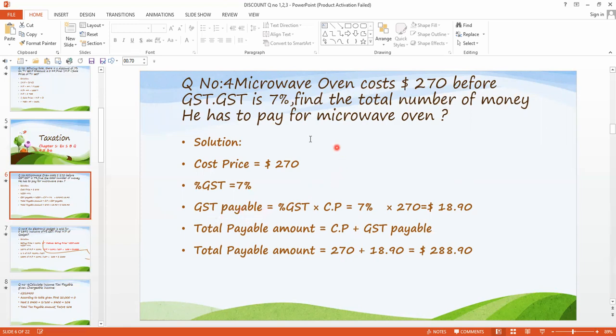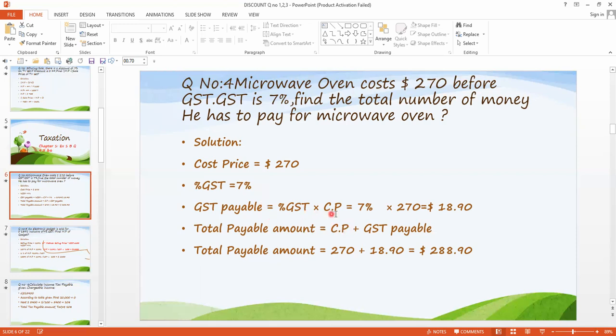Because we have to find the amount he has to pay, GST payable is equal to, which formula do we have to use? Please concentrate on this formula. It helps us in solving the question. Percentage multiplied by CP. CP stands for cost price. Very easy formula. GST payable is equal to percentage multiplied by cost price.